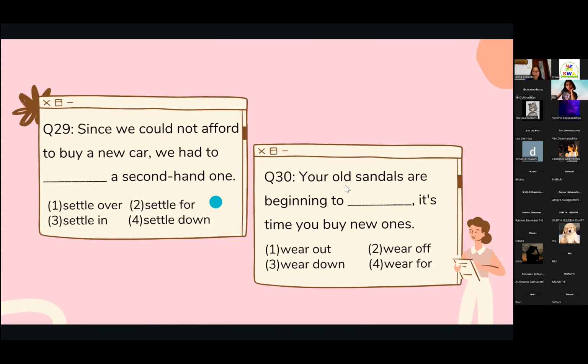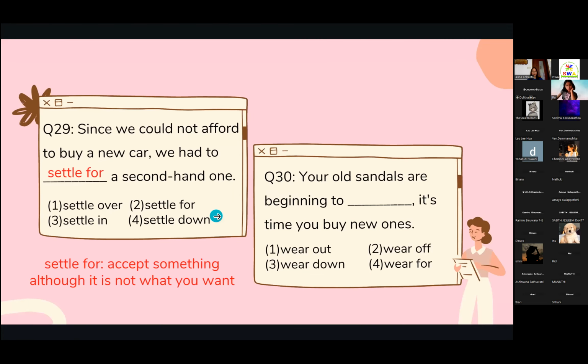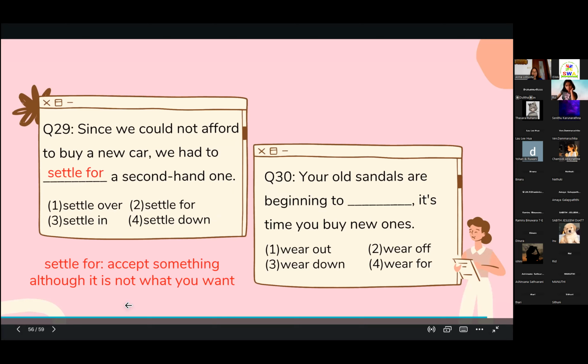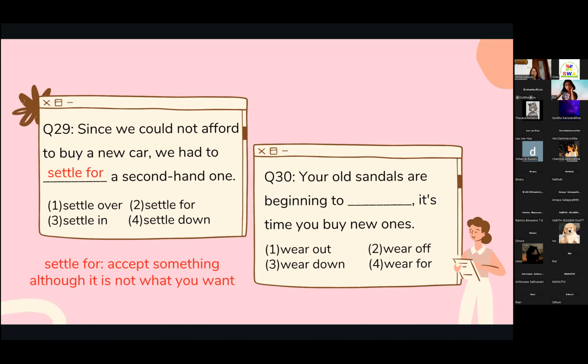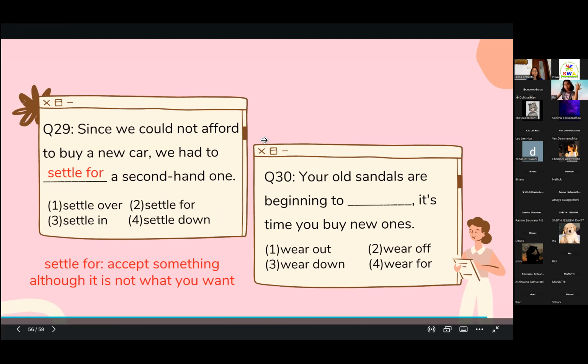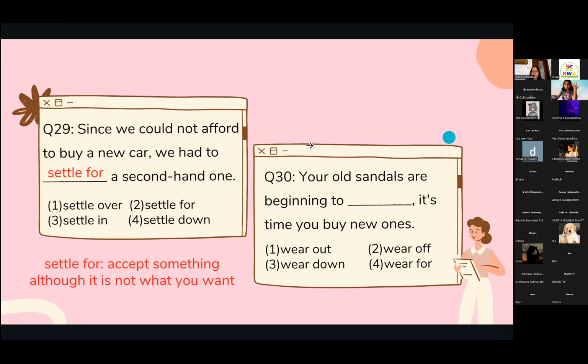Okay, then last 2 questions before I show you the video. So question 29, since we could not afford to buy a new car, we had to blank a second-hand one. So yeah, over here there's a lot of options, but the correct one would be settle for. So settle for means to accept something even though it is not what you wanted. This person wanted to buy a new car. That's what the person wanted. But because it was too expensive, they couldn't afford it. That's why they had to settle for a second-hand one. Second-hand means it was previously owned by someone, means it's not a brand new car. So she had to accept that she had to get this car that was owned by someone else, even though it wasn't new.